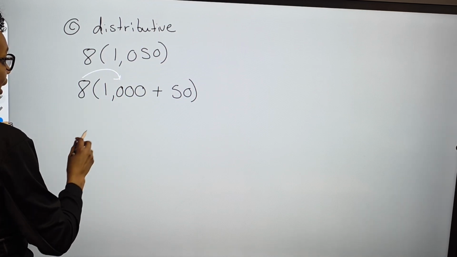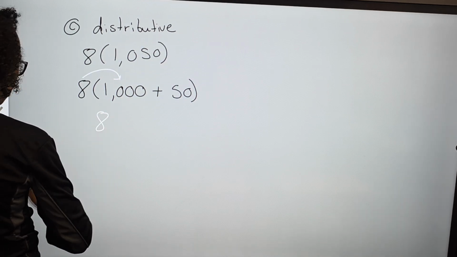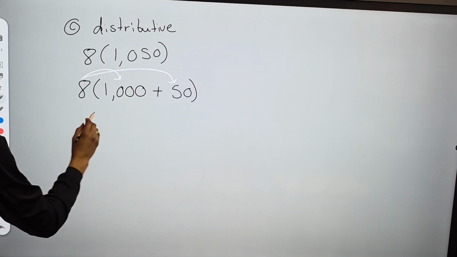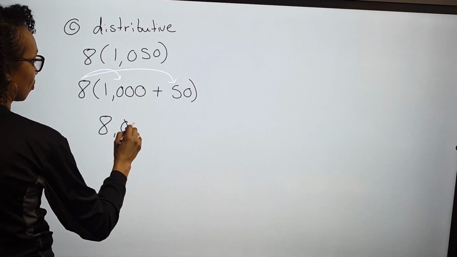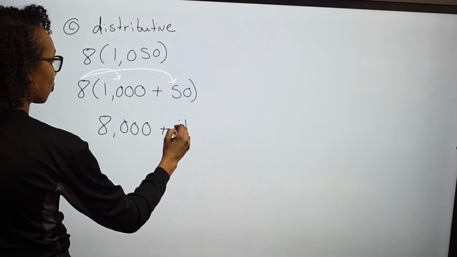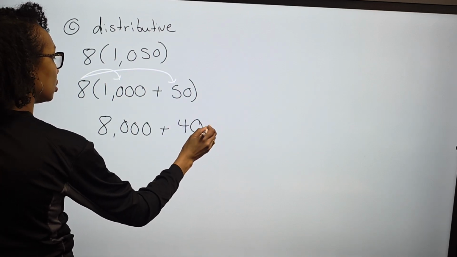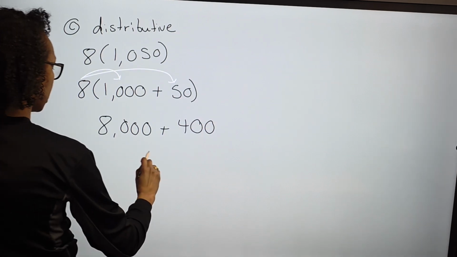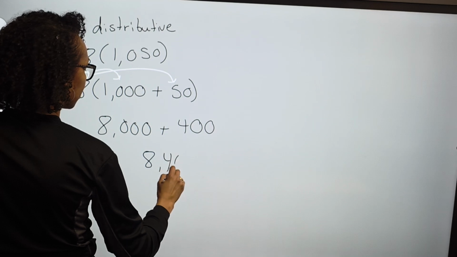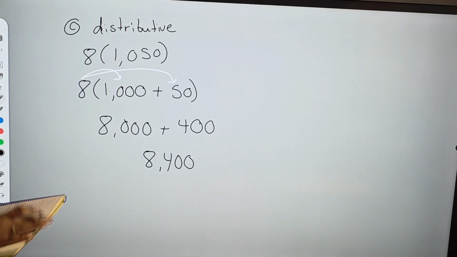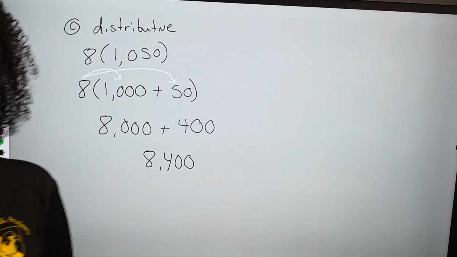8 times 1,000 is 8,000. And then 8 times our 50. We know 8 times 5 is 40. And then the 0. Okay, and then we can add those two together to get 8,400. Okay, so we'll be using and identifying the properties here and then working some more of these during class.